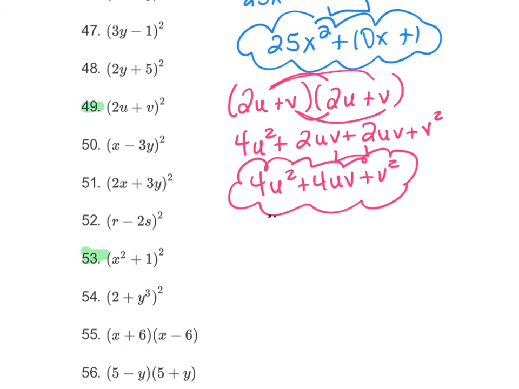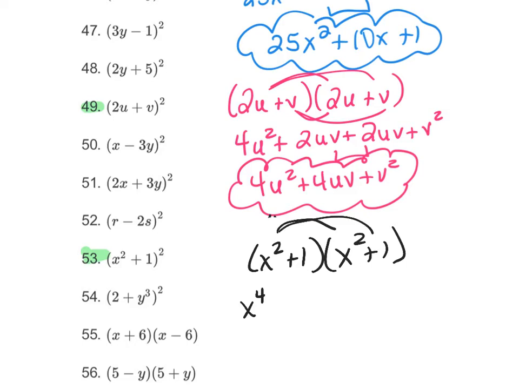Number 53. Okay, so x squared plus 1 times x squared plus 1. It's x squared plus 1, quantity squared. So we're going to multiply x squared times x squared gives me x to the 4th. X squared times 1 gives me plus x squared. 1 times x squared gives me 1x squared. And 1 times 1 is 1.